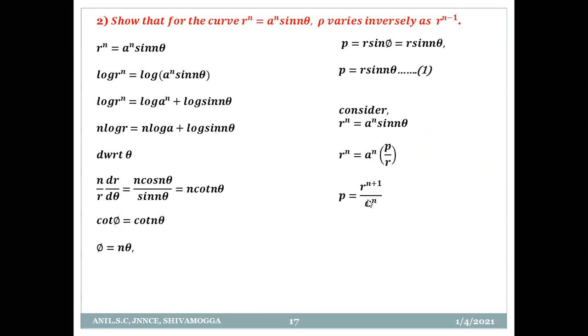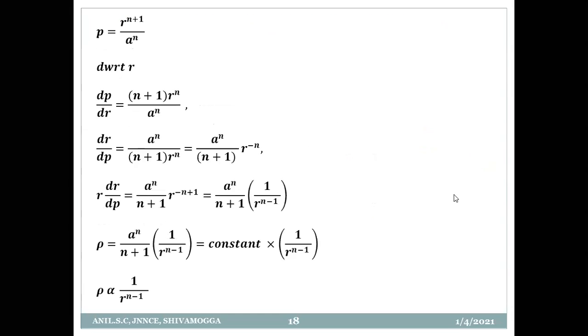This is the pedal equation corresponding to the given curve r^n = a^n sin n theta. Now we shall find the radius of curvature. p = r^(n+1) / a^n. This is the pedal equation. To find the radius of curvature, differentiate both sides with respect to r.